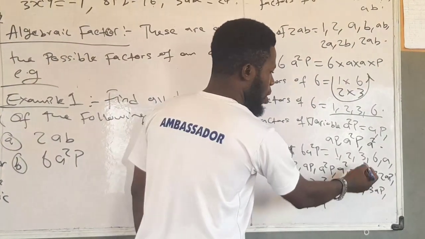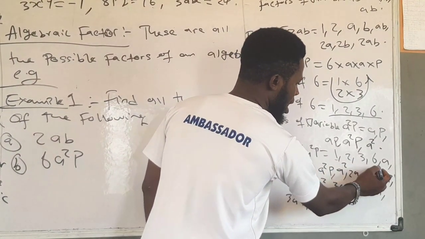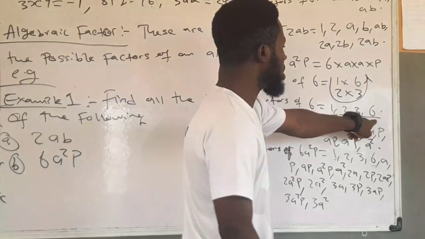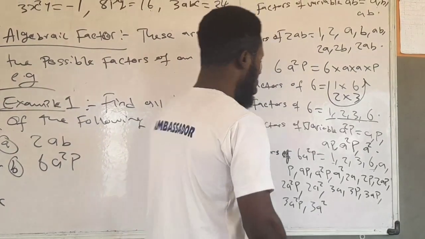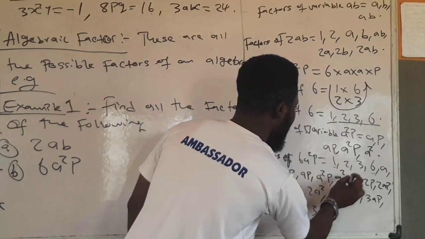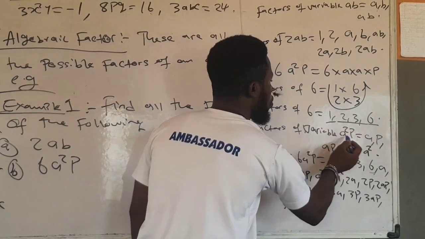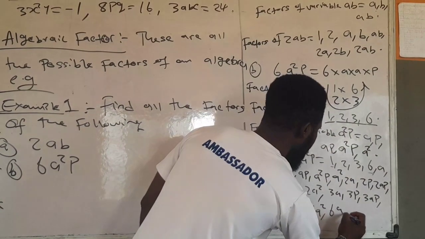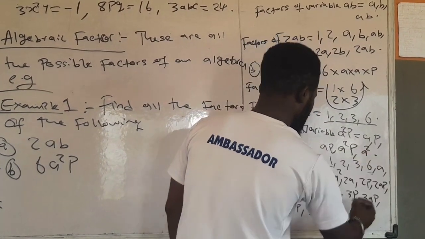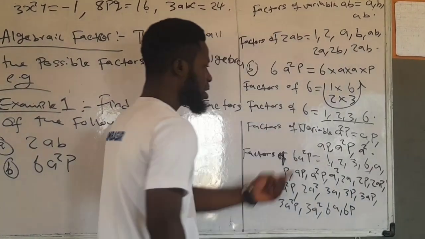So the next one, you know we've done 1, 2, 3. The last factor of the coefficient is 6. We check 6 and A. We combine 6 with A, that's 6A. We combine 6 with P, that's 6P. That is 6 times P.